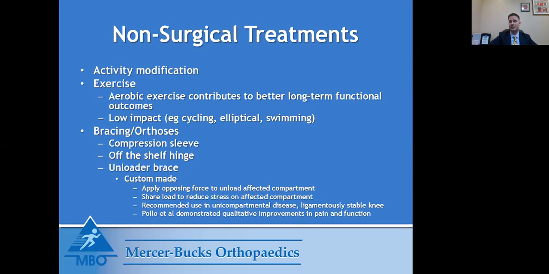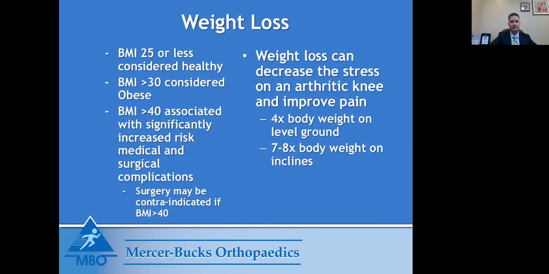And then there are some custom braces. The most common custom brace that we use is something called an unloader brace, and that actually helps decrease some of the load and stress on the affected aspect of the joint. We typically use these types of braces if patients have arthritis that's isolated to either the inner or outer aspect of the knee. They're a little bit more expensive, they're a little bit more cumbersome to wear, and they're not always covered by insurance. But they are something that can be a useful treatment if properly indicated.